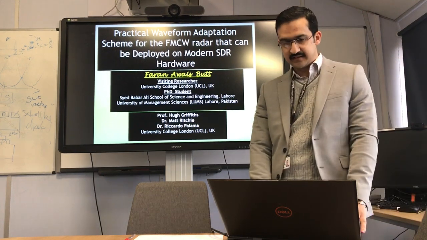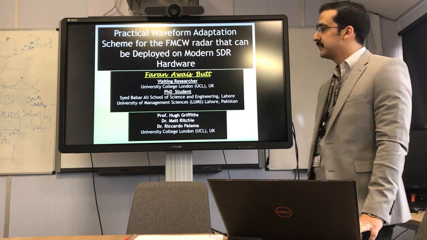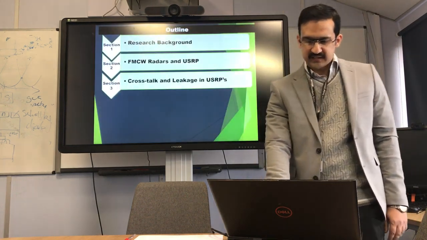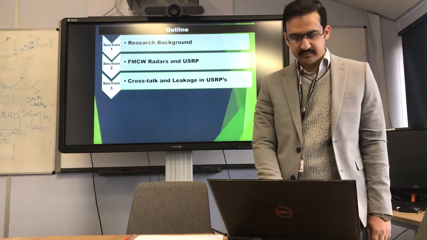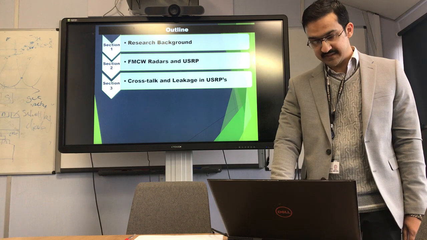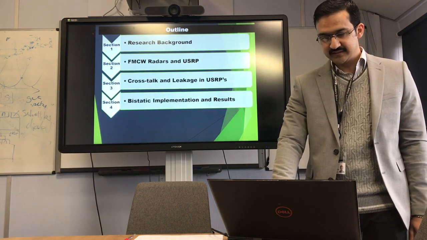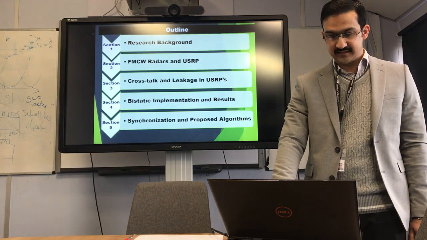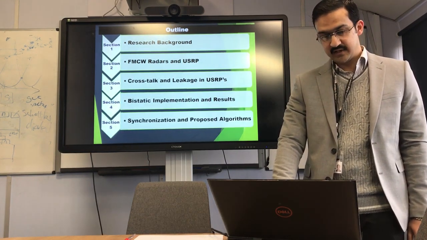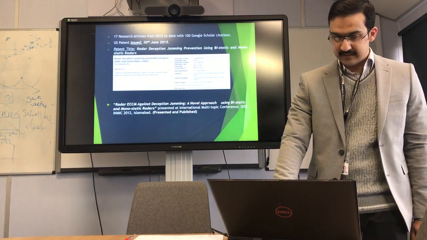The title of my talk is Practical Waveform Adaptation Scheme for FMCW radar that can be deployed on modern SDR hardware. I would start, quickly go through my research background and FMCW radars and USRP. Then I would talk about crosstalks and leakage in USRPs, followed by bistatic implementation, and will show a few of the results. And I would end with the synchronization and few of the proposed algorithms.